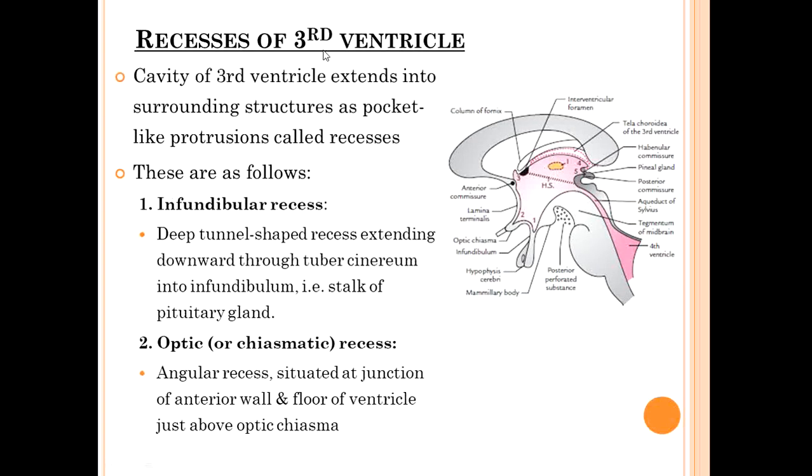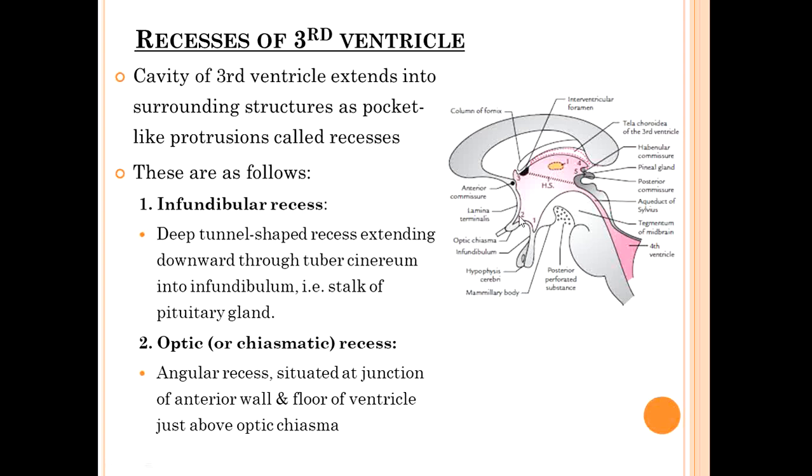Now, what are the recesses of the third ventricle? Here you can see the cavity of the third ventricle is extending into surrounding structures. I have numbered here 1, 2, 3, 4 and 5. It is extending into nearby structures as pocket-like protrusions, called recesses. These are 5 in number. The first one is the infundibular recess here. This infundibular recess is a deep tunnel-shaped recess extending downward through the tuber cinereum into the infundibulum, that is, the stalk of the pituitary gland.